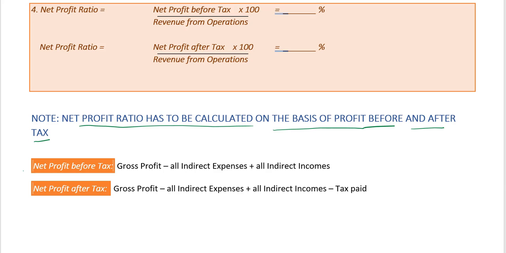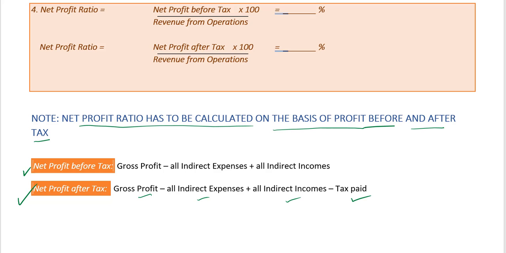To get the amount of net profit before tax, the formula is gross profit minus all indirect expenses plus all indirect income. And to arrive at the amount of net profit after tax, we will use the formula gross profit minus all indirect expenses plus all indirect incomes minus the tax paid. So please calculate the net profit ratio using both net profit before tax as well as the net profit after tax figures.